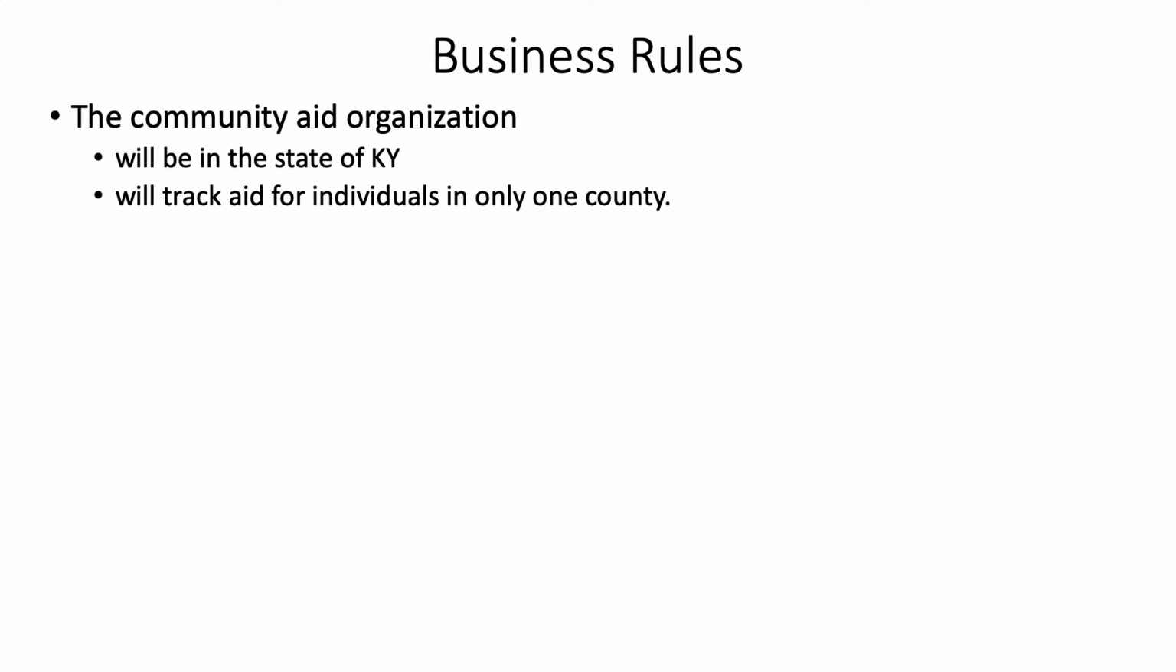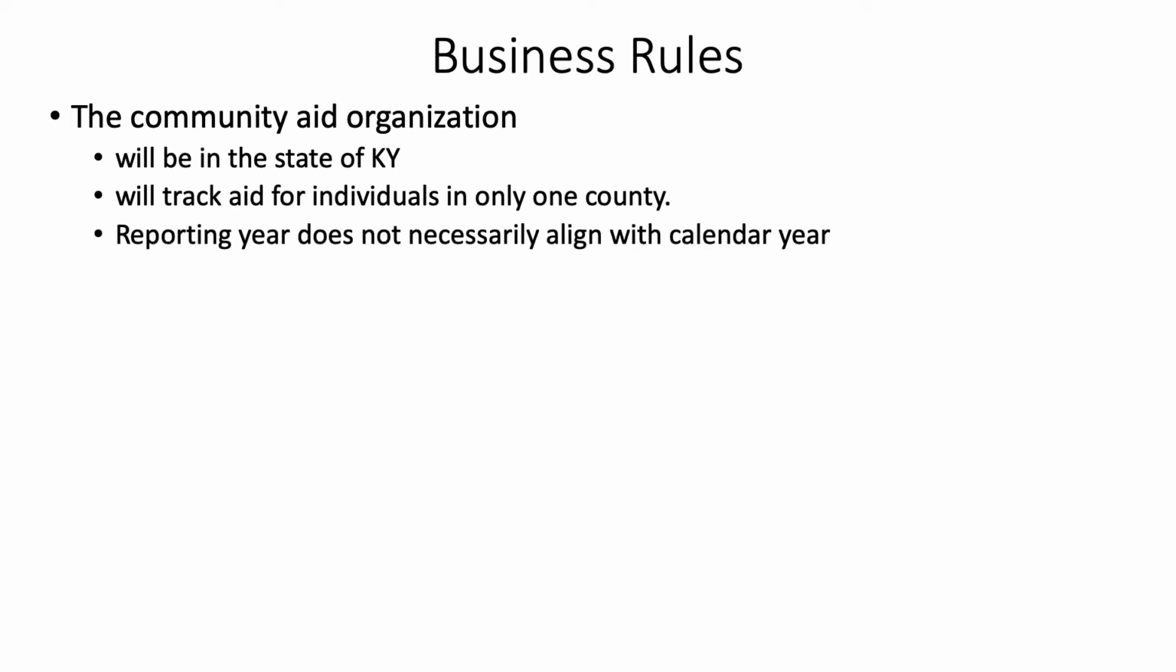Okay, we're going to track aid for individuals in only one county. Well, the key word there is individuals. Next, the reporting year does not necessarily align with the calendar year. Easy would be that everything starts on the calendar year. And because you all get to make your business rules, in your example you may want to decide that your reporting year and the calendar year are the same because it makes your math easier. In this case, we realize we need to support not having that.